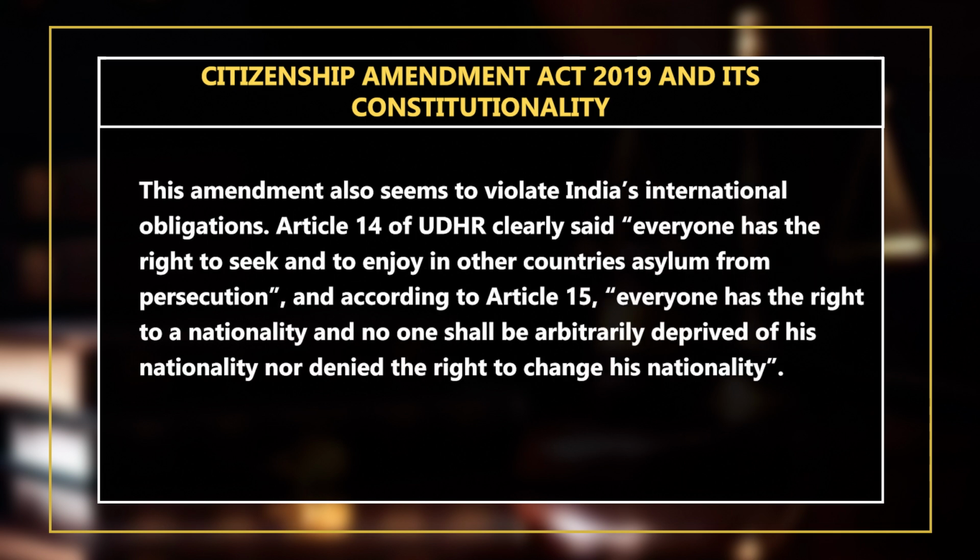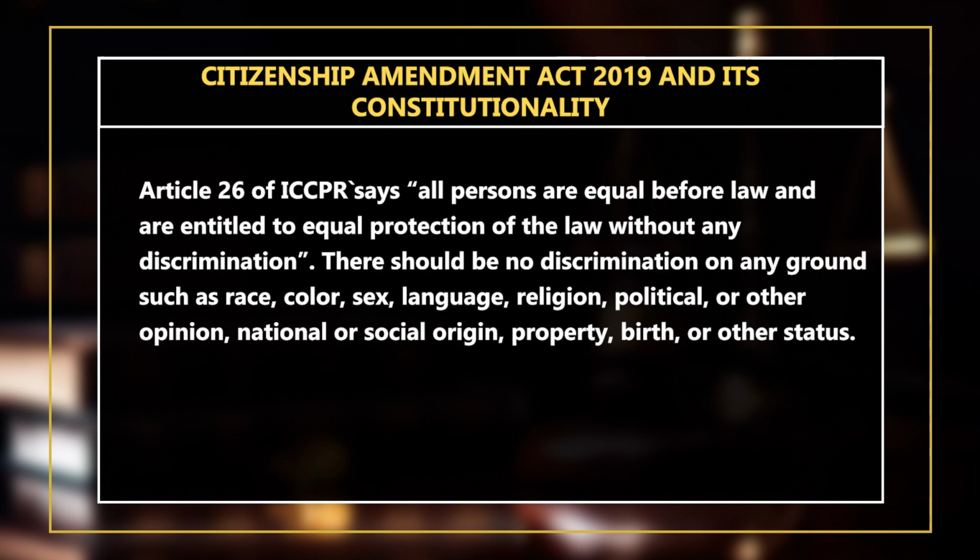This amendment also seems to violate India's international obligations. Article 14 of the UDHR clearly says everyone has the right to seek and to enjoy in other countries asylum from persecution, and according to Article 15, everyone has the right to a nationality and no one shall be arbitrarily deprived of his nationality nor denied the right to change his nationality. Article 26 of the ICCPR says all persons are equal before the law and are entitled to equal protection of the law without any discrimination. There should be no discrimination on any grounds such as race, color, sex, language, religion, political or other opinion, national or social origin, property, birth or other status.